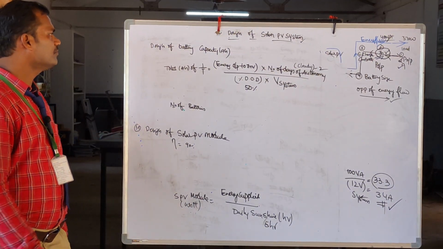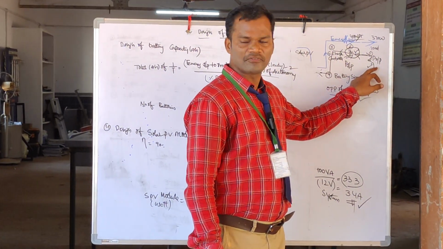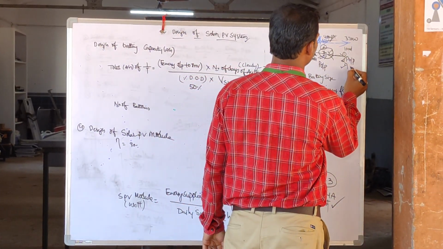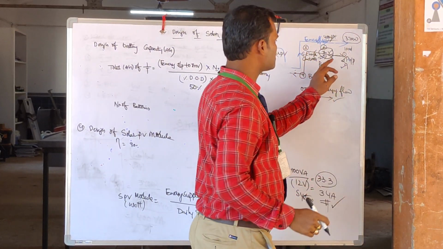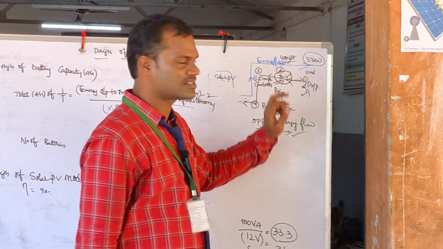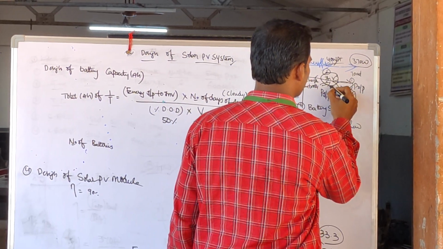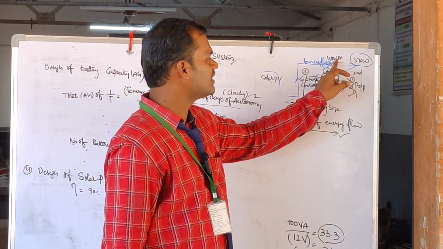So till now we have designed for the given load. What is the load power required? Already we have done it. So load power is how much? 370 watts. For this much power rating, what is the rating of the inverter we required? A 400 VA inverter is designed, and the system voltage of this inverter is how much? 12 volt system. So for the given load of 370 watts, we designed an inverter.